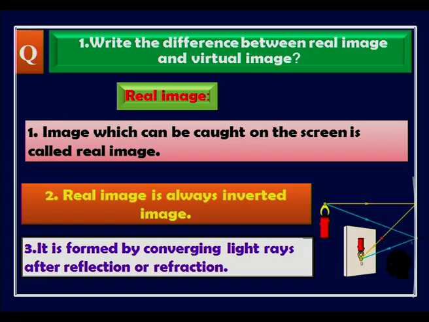Here we can see the object. Light rays from the object travel toward the mirror, and after reflection they converge at a point. So, it forms a real image. A real image is always an inverted image. Here we can see the candle appears upside down. The image formed by a projector is an example of a real image. Here we can see the image formed by the projector in our school is an example of a real image.